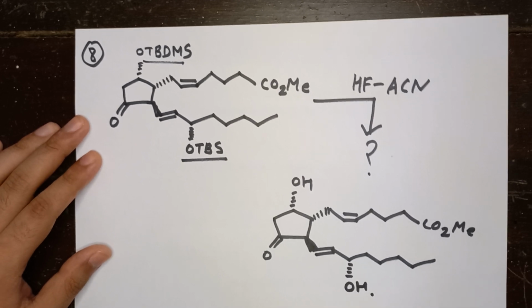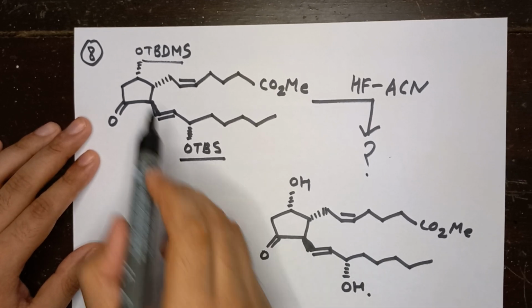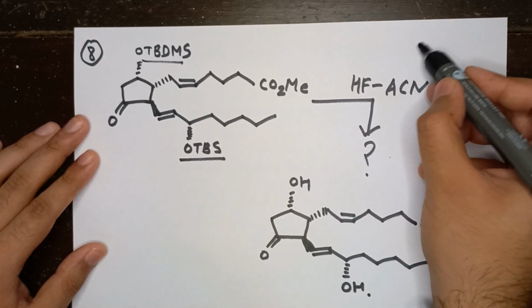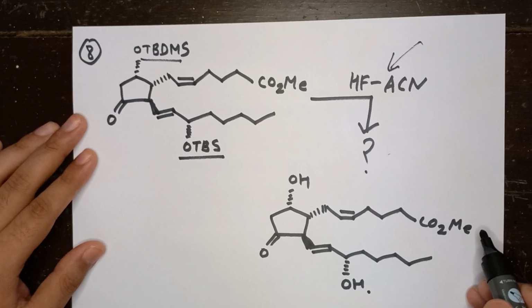So this is my product of this reaction. We simply deprotected the TBS or TBDMS group by using this particular HF-ACN mixture.